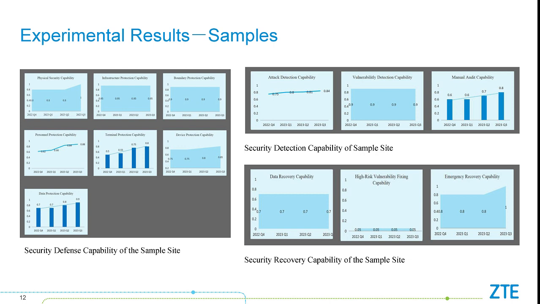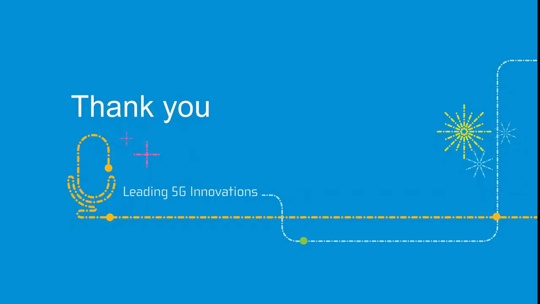So according to the experimental results, we can see that the proposed metrics are effective in the measurement of security level and can provide guidance on how to enhance the security level of our system. So these are our research results.